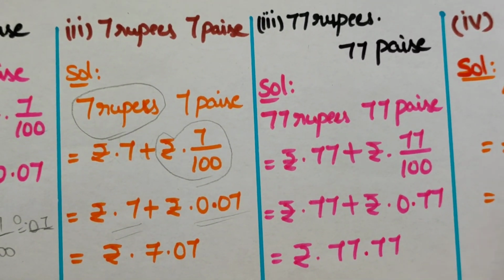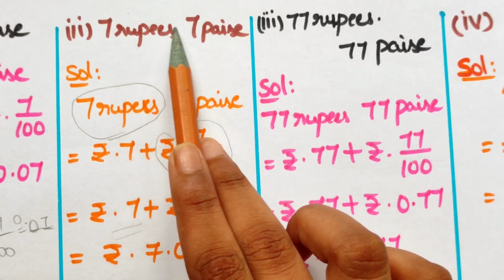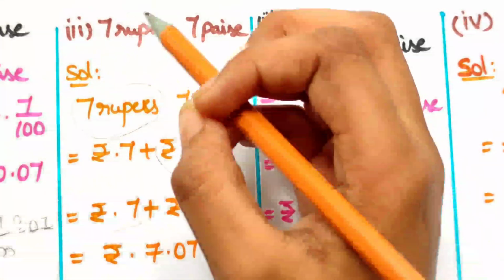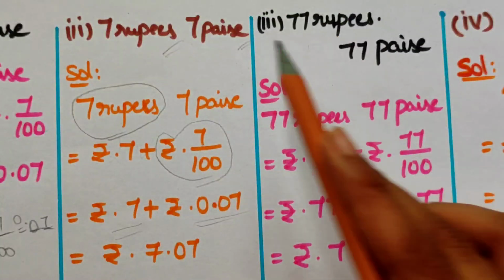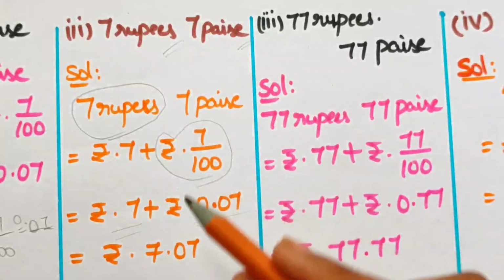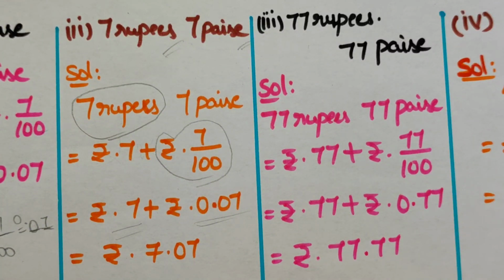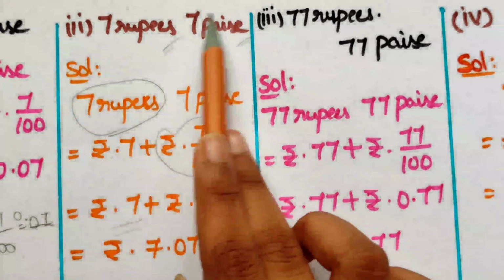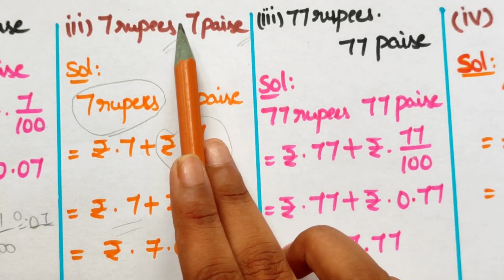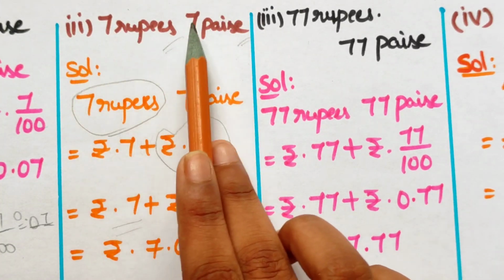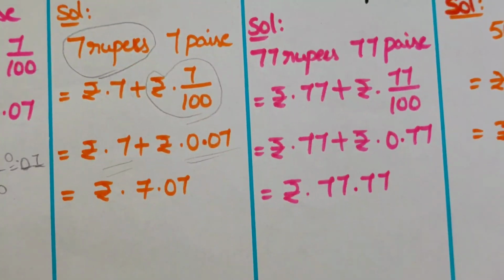We shouldn't add these 7 rupees and 7 paise because their units are different. This is in rupees and this is in paise. We should convert paise into rupees and then add, because here it is rupees and here it is also rupees, so we can add easily. Here we cannot add because the units are not the same. If it is 7 rupees and 7 rupees, we can add, but here it is 7 rupees and 7 paise, so we cannot add.